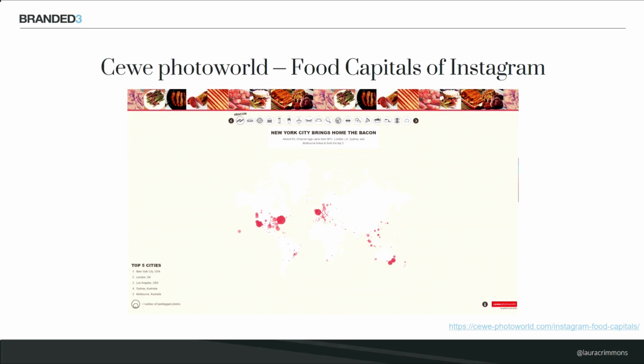This was done by Q Photo World, and this was looking at where the food capitals are of Instagram. So this looked at the top 5 cities that were Instagramming food, looking at what types of food they were talking about in the various places. So it's just pulling through that social media data and displaying it in an interesting way.